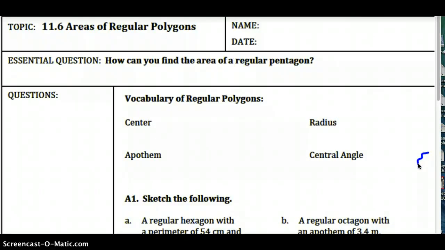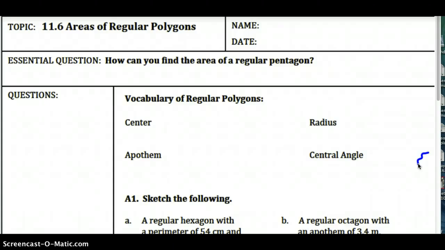Okay, the last unit in this subunit of chapter 11 is 11.6, area of regular polygons. Central question: how can you find the area of a regular pentagon? Remember, regular polygons are equilateral and equiangular, and a pentagon has 5 sides. That's something we'll be able to answer at lesson's end.